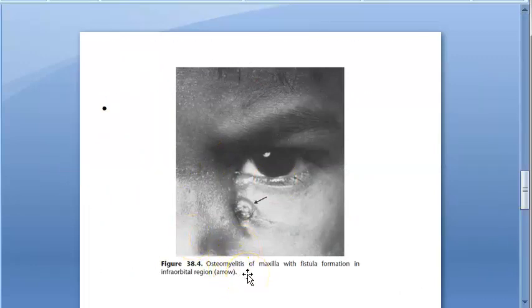Look at this diagram here now. Osteomyelitis, that is infection of bone marrow of the maxilla. So there's also a fistula in the infraorbital region. Obviously, it is infraorbital region. So what is this? Osteomyelitis of the maxilla. So let's move on then.